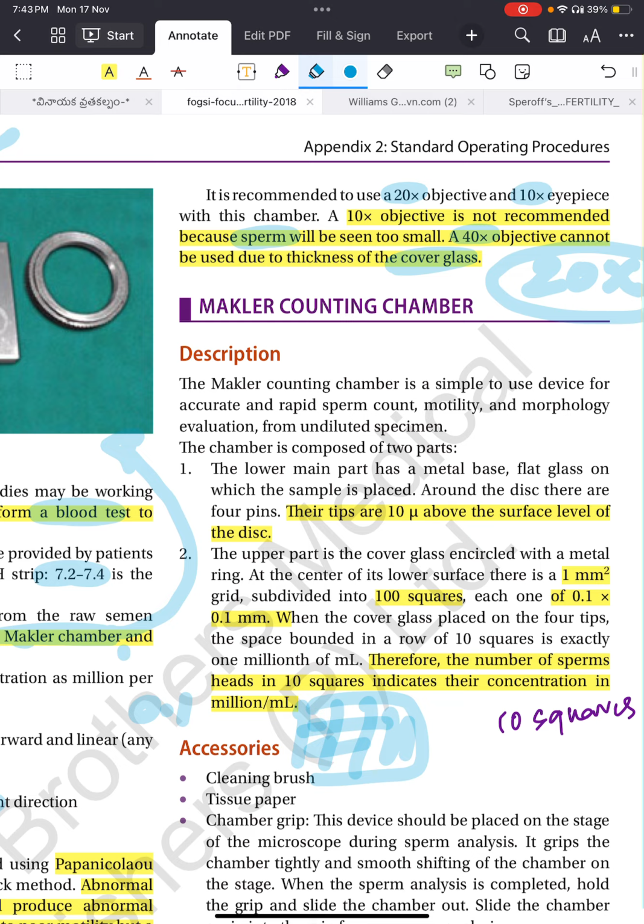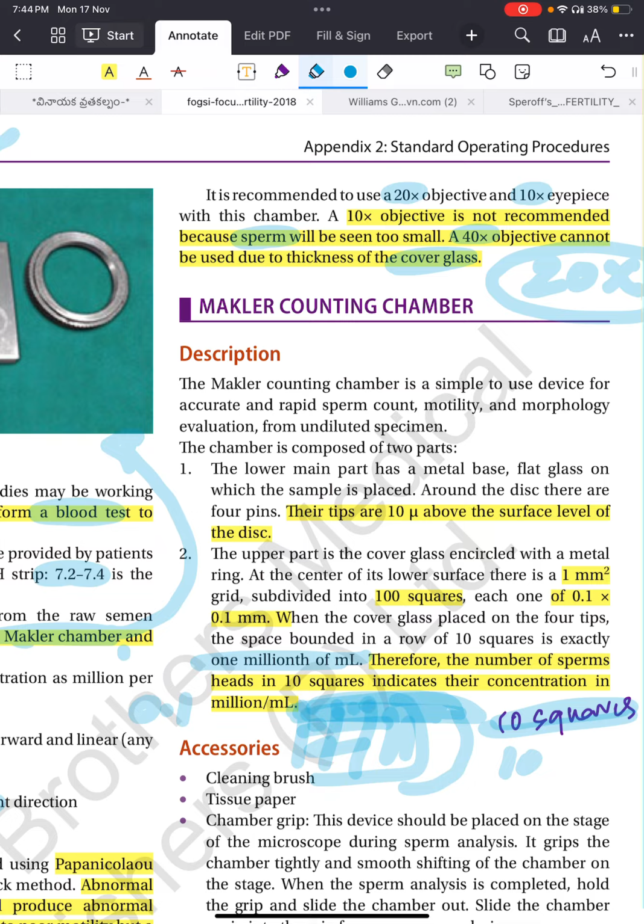So the space in a row of 10 squares. If you see, these are all 100 squares. Now, if you take 10 squares, that is 1 millionth of an ml. Therefore, the number of sperms heading in those 10 squares indicates the count. So in these 10 squares, how many sperms are going? That indicates the number of sperms.